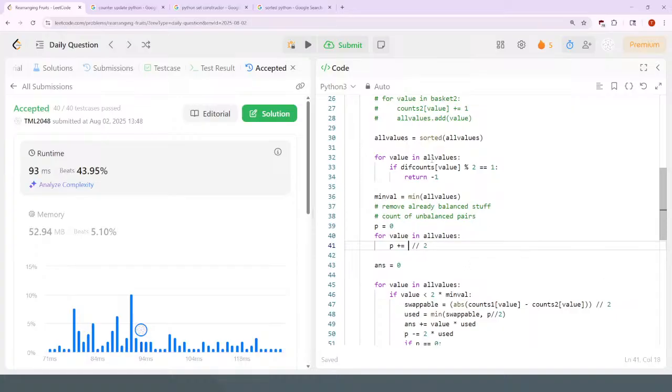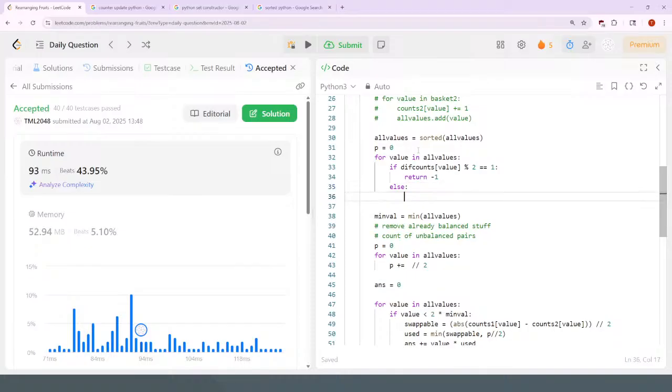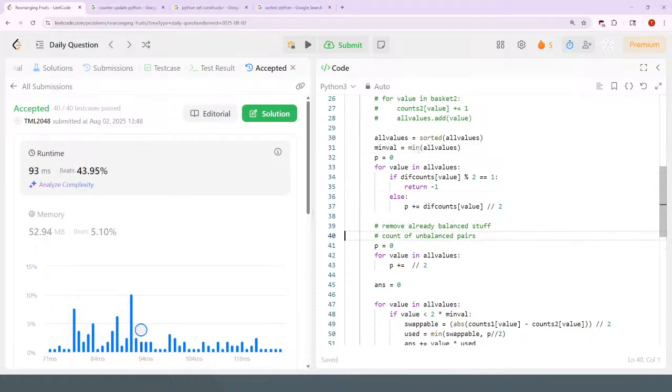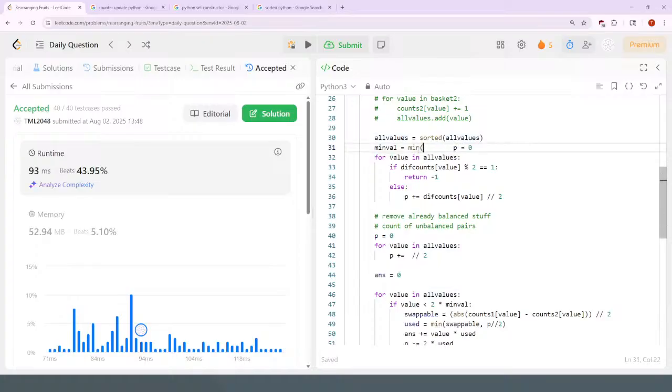Okay, actually I can do this in one step here. That's the whole point of what I probably was doing before I got to this train of thought. So if it's odd, then return -1, not possible. Otherwise, increment by half the difference, which is the number of things. Okay, min values is just all values at 0 at this point.